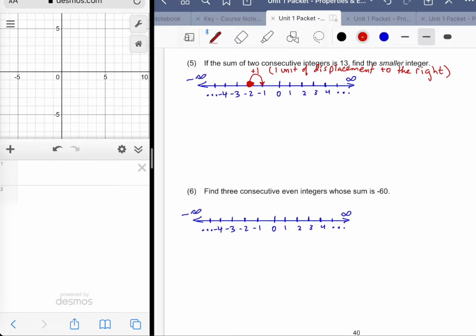We only need 2 consecutive values. So this would be an example of 2 consecutive values. But I chose to start at -2. What if I started at -15 or 172? What we need to do is allow for one of the integers to be variable. So we let x be equal to some integer.